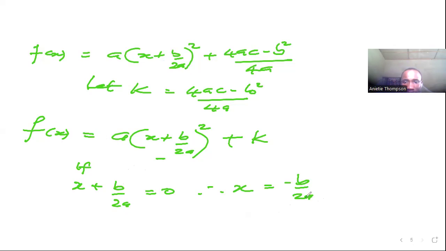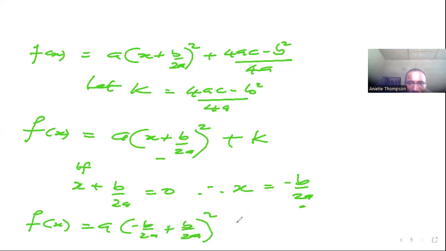If I substitute this value of x into this bracket, you will have f of x equals a into (minus b over 2a plus b over 2a) close bracket squared plus k. And that implies that f of x is equal to a times 0, then plus k. So it means that at the point where x equals that value, f of x equals k. So k is the maximum or the minimum value.